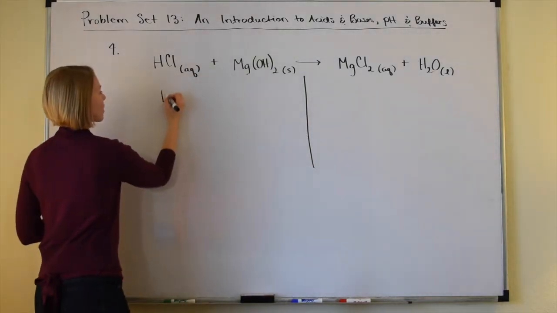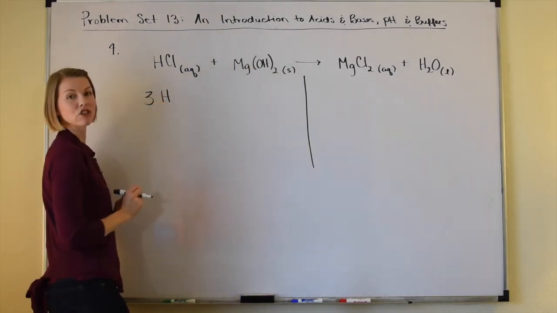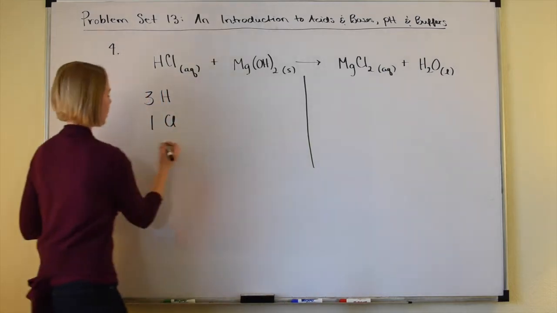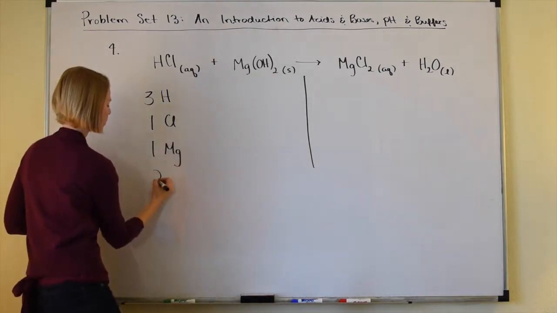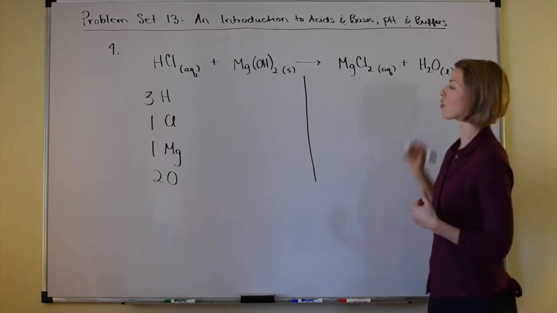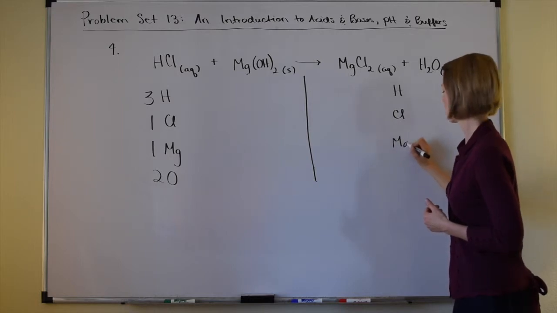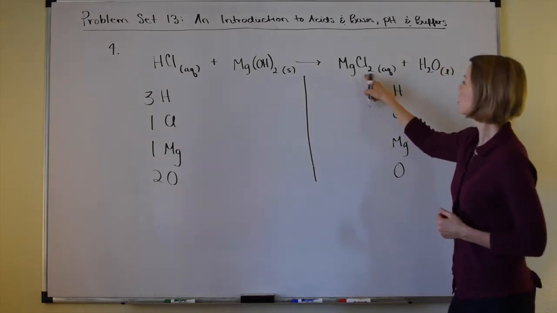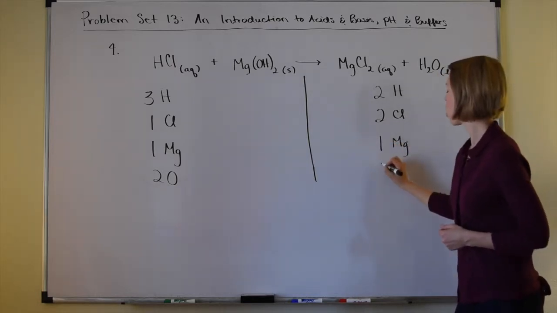So on the reactant side, we have 1 plus 2 more for a total of 3 hydrogen. We have just 1 chlorine, 1 magnesium, and 2 oxygen. Okay, write them in the same order on the product side, just for good note keeping. So for hydrogen, on the product side, we have 2, chlorine 2, magnesium 1, and oxygen 1.